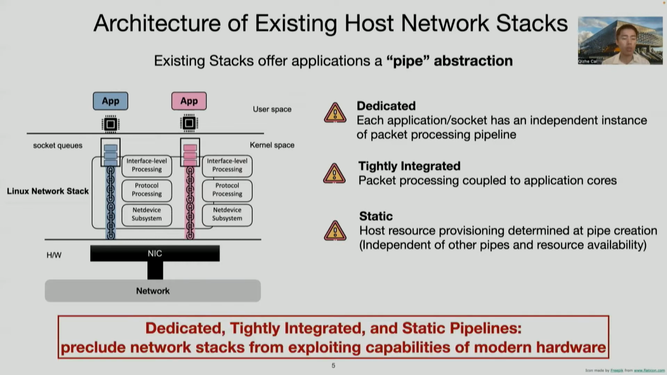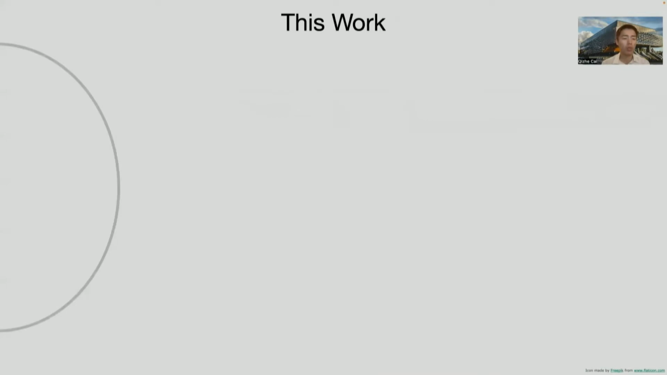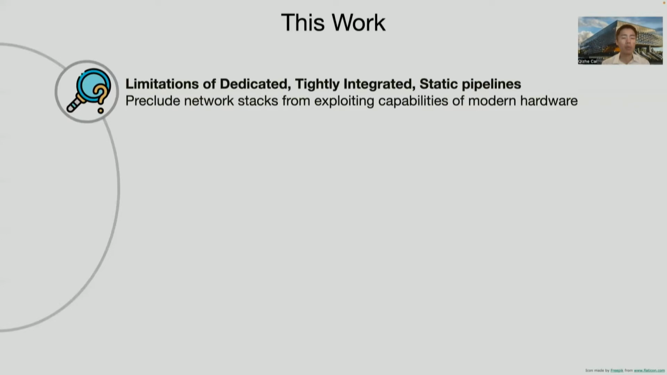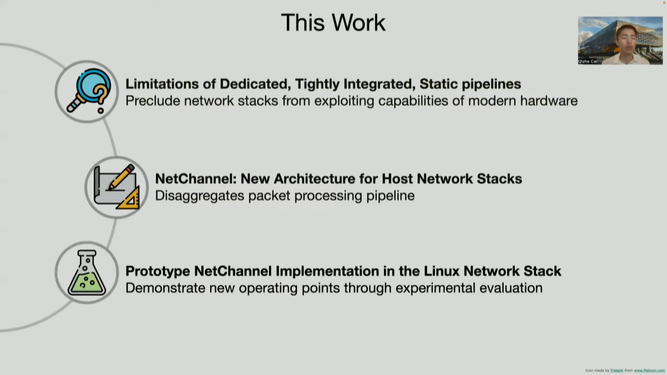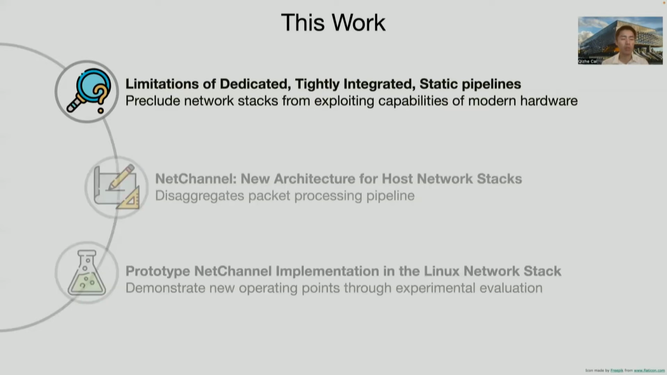In this work, we show that the dedicated, tightly integrated, and static nature of today's host network stack architecture is the root cause of many of these problems. In particular, it precludes them from fully exploiting the capability of modern hardware. The remainder of this talk is organized as follows. First, we experimentally demonstrate the problem with dedicated, tightly integrated, and static pipelines. Next, we present NetChannel, a new host network stack architecture that disaggregates the packet processing pipeline. Finally, we demonstrate that NetChannel can achieve several new operating points that were previously unachievable by evaluating prototype implementations of NetChannel.